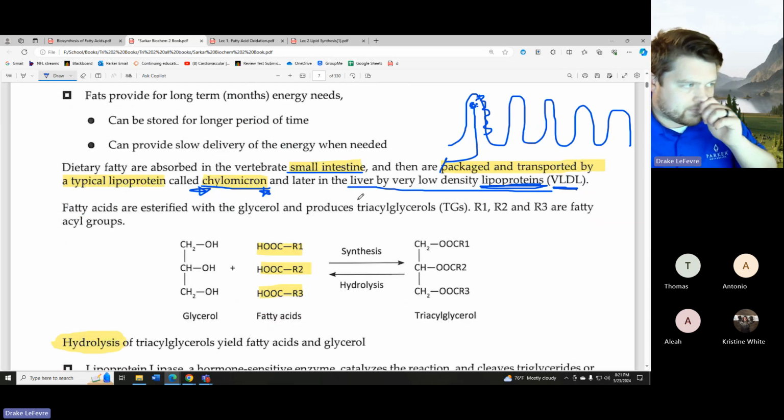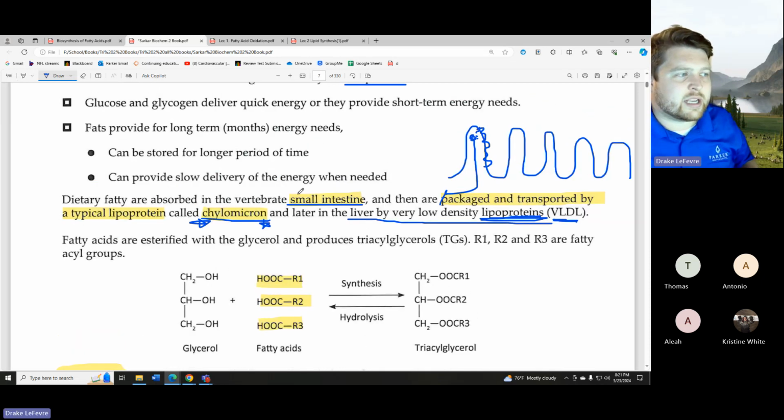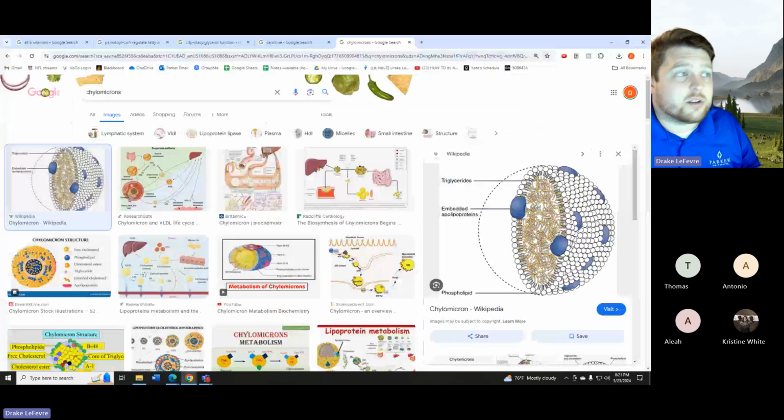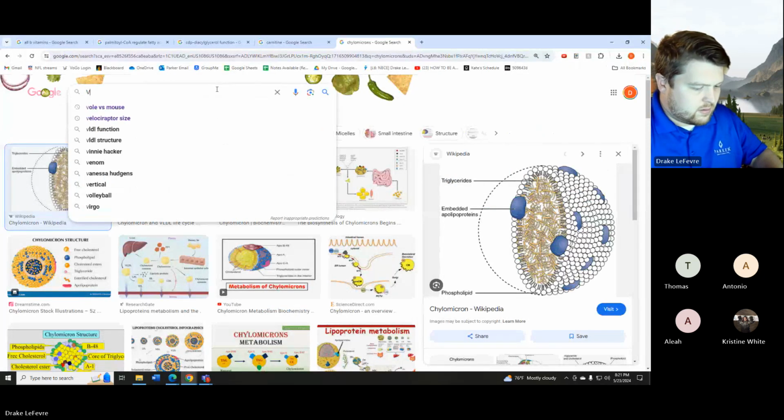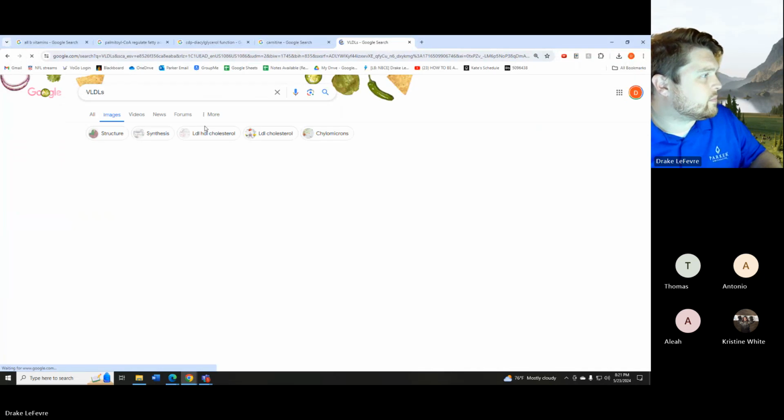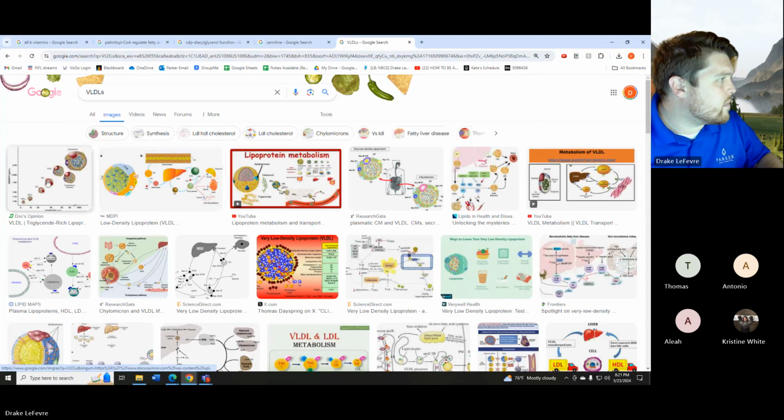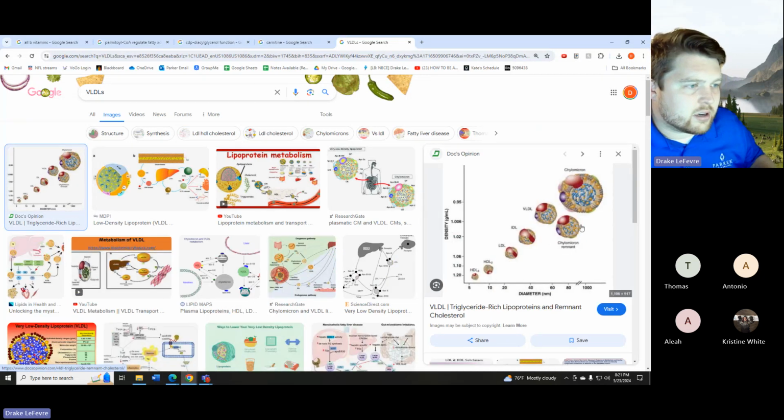So the chylomicron, once it brings it all the way to the liver, drops it off in the liver. And there's these other lipoproteins. It's essentially just a protein with lipids mixed into it, and they start off pretty similar. Let me find a good picture of VLDLs. See, so they look very, very similar. VLDL, IDL, these guys.